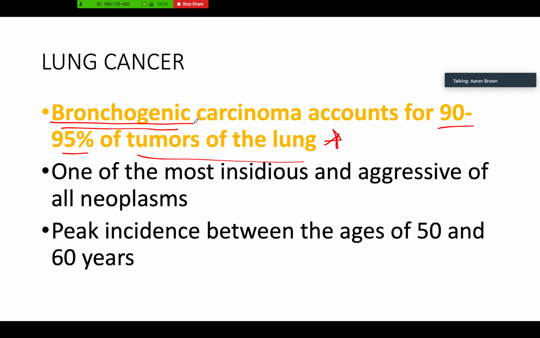For all the time that we sit here talking about small cell and squamous and all these other fancy lung tumors, bronchogenic carcinoma is actually the carcinoma that we would see the most when we're taking care of patients. It's insidious, meaning it's slow growing, and aggressive. Of all of these cancers, it's very aggressive. Peak incidence is going to be between the ages of 50 and 60.